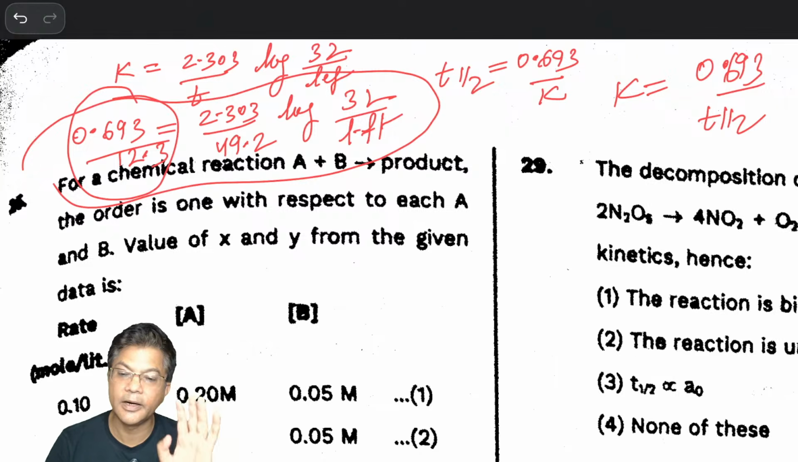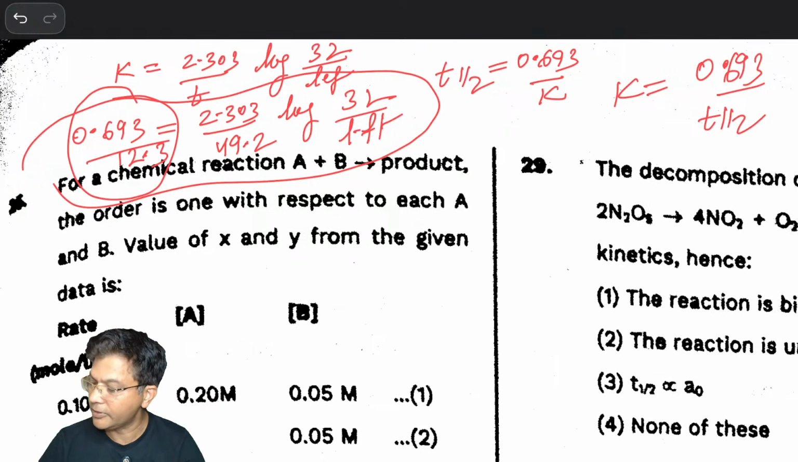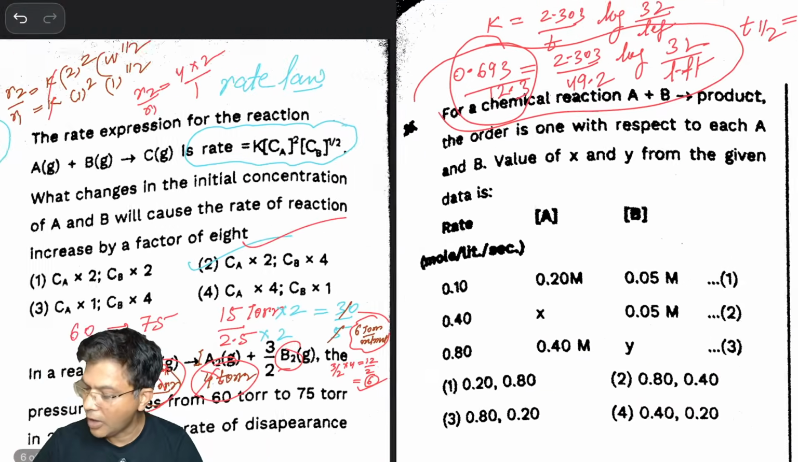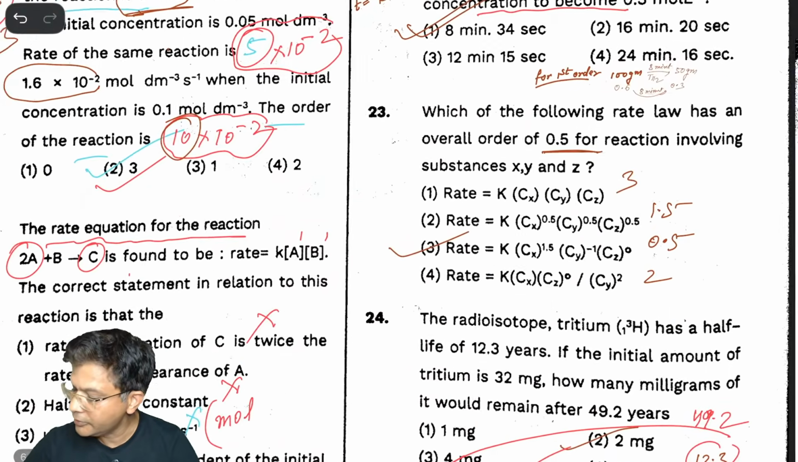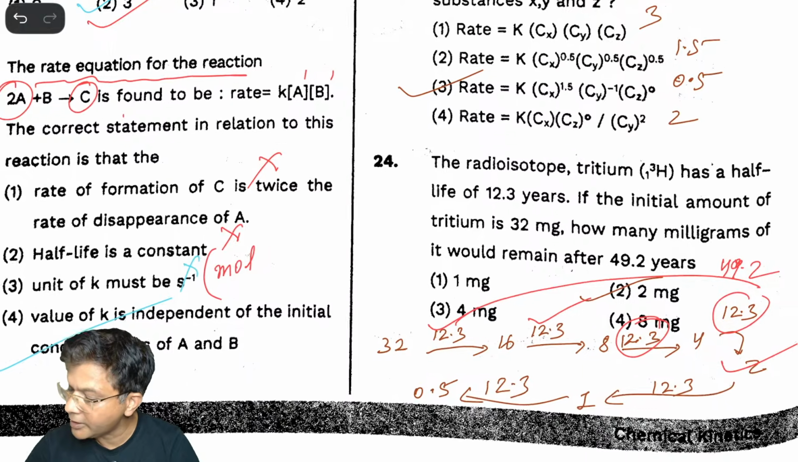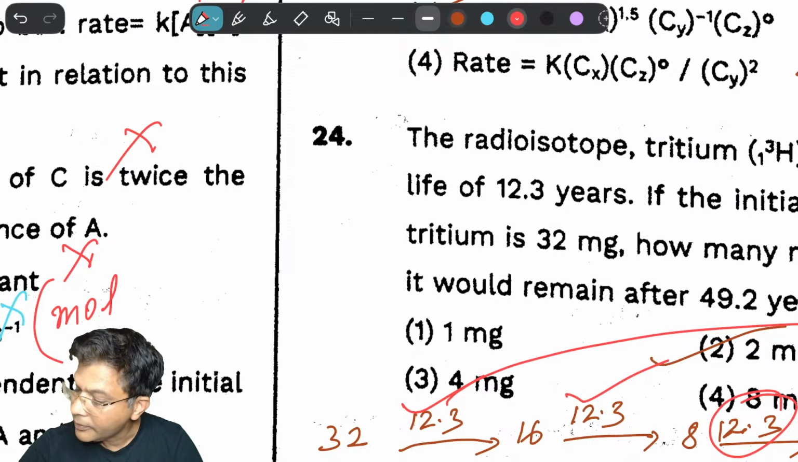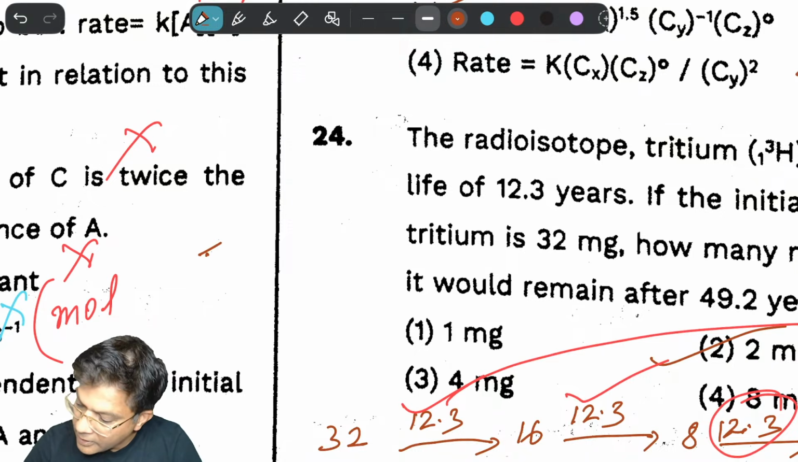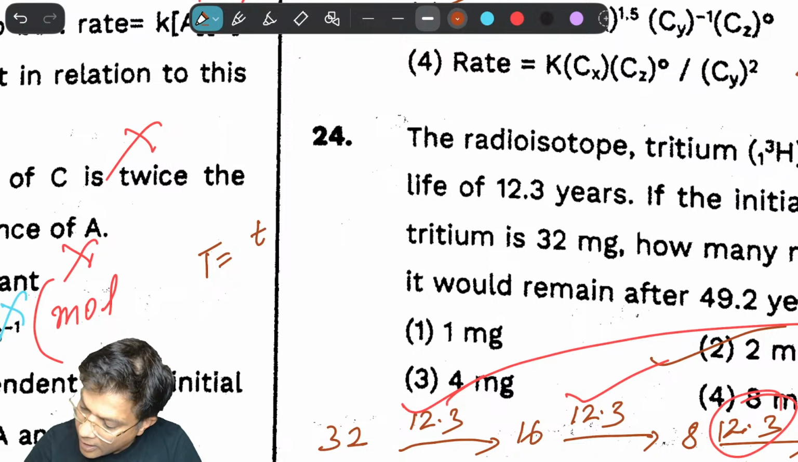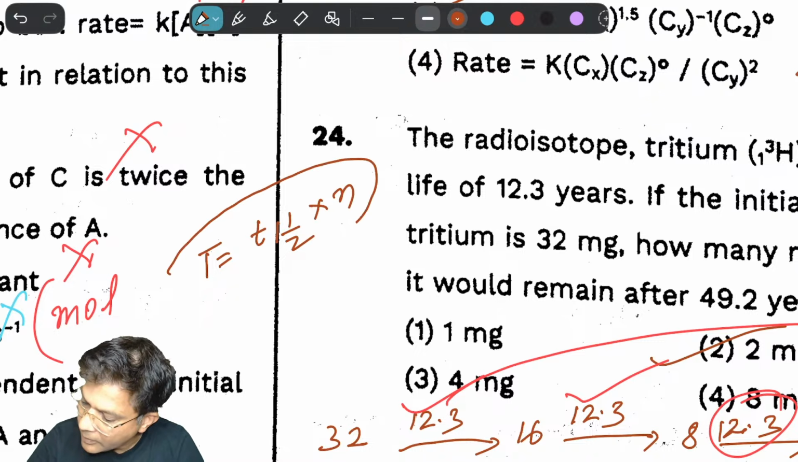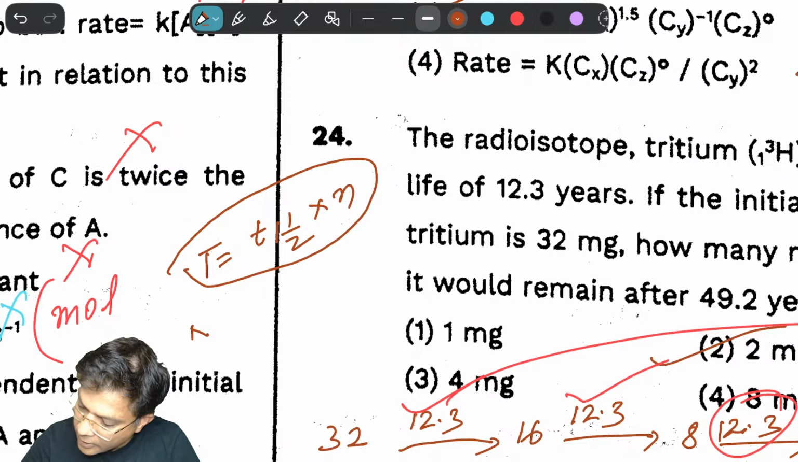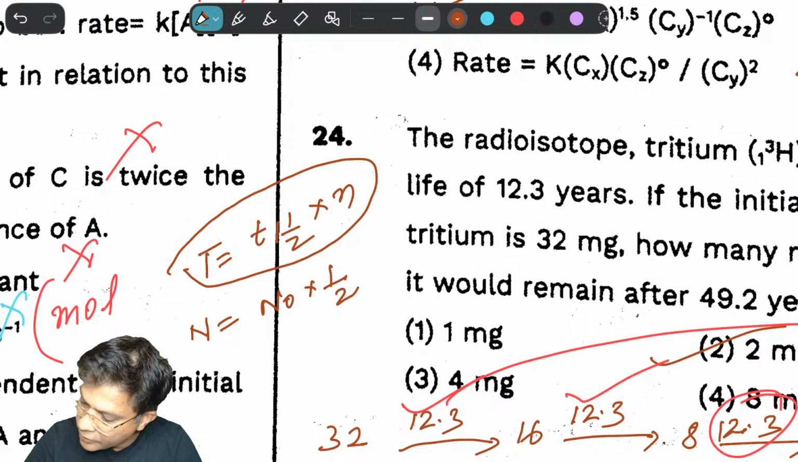Now one more method is there. Let me tell you, one more way is there how to solve the same question. You could have applied not that formula, you can apply one more formula. That is t is equal to t half into n, and n is equal to n naught into 1 by 2 raised to the power n.